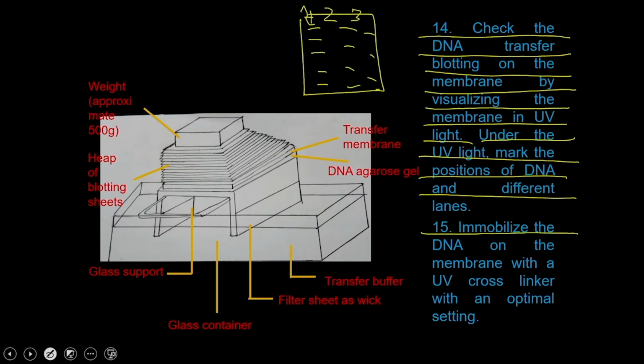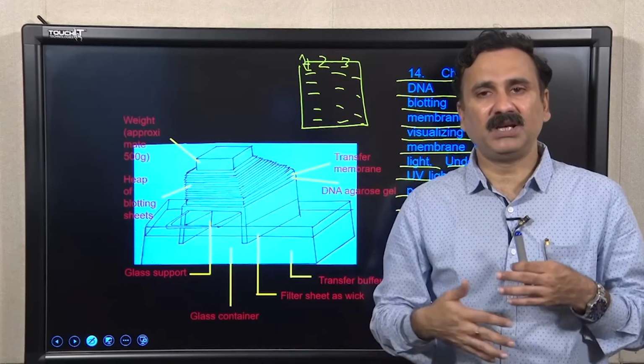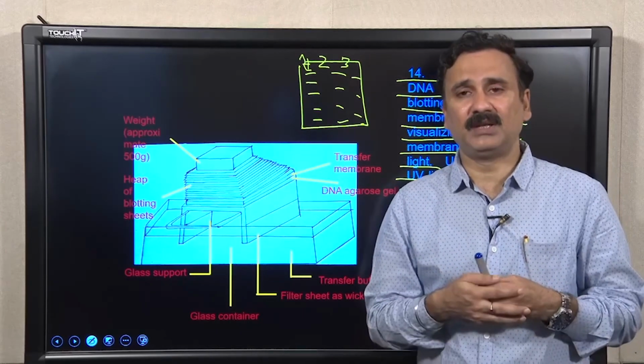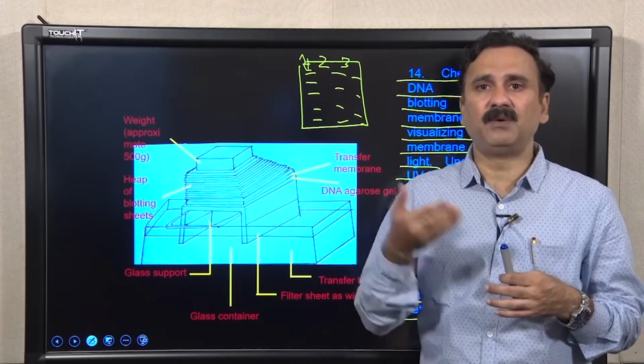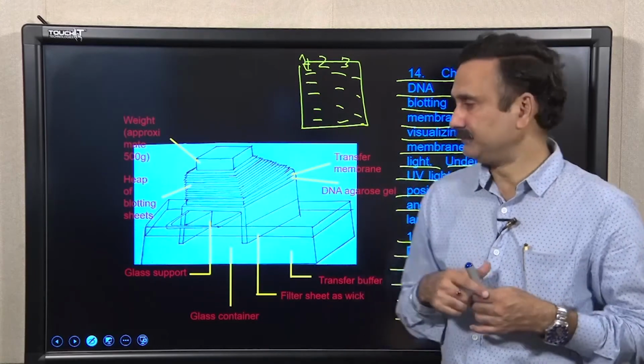You immobilize the DNA onto the membrane with a UV cross-linker with an optimal setting. That is very important, because once the DNA is on the nitrocellulose membrane, you expose it to UV, and it cross-links the DNA to the membrane. All the subsequent steps, like adding the probe and the hybridization reactions, use harsh conditions, for example high temperature, and that should not remove the DNA from the membrane. For that purpose you do the UV cross-linking.